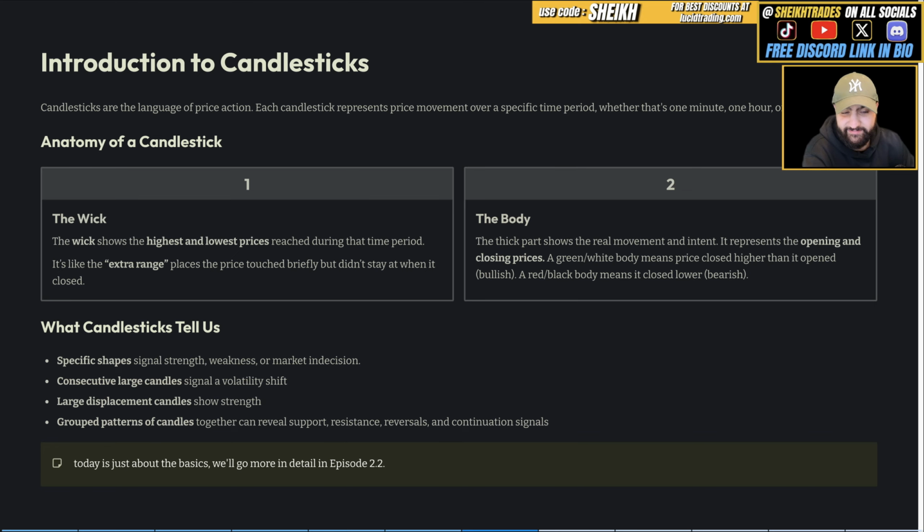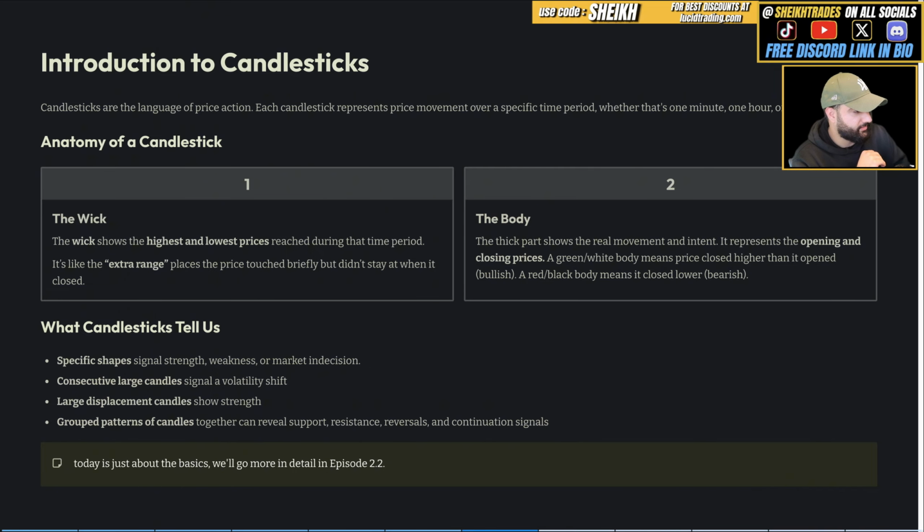They give us specific shapes, and certain shapes tell us strength, weakness, or market indecision. Consecutive large candles signal a volatility shift. A large displacement candle shows strength. Grouped patterns of candles together can reveal support, resistance, reversals, and continuation signals. Today is just the basics I've written down. We'll go into more detail in episode 2.2 about each candle and how I use them, and how you could use them as well.